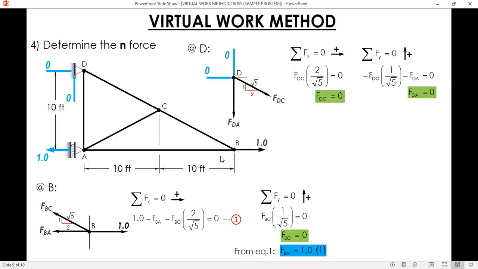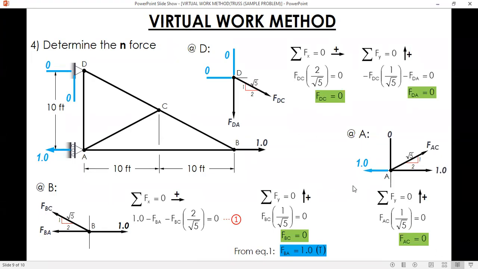And then the last member is EC. So we consider joint A. At A, we have the reaction 1 directed to the left. AB is 1, tension, and AD is 0. And then the unknown force AC. Since this is the last member, you can use any of the conditions, summation of force X or Y. Let's use summation of force Y, or vertical, equal to 0. No other force will balance the vertical component of FEC, therefore FEC is equal to 0. So the only member with a value is BA.